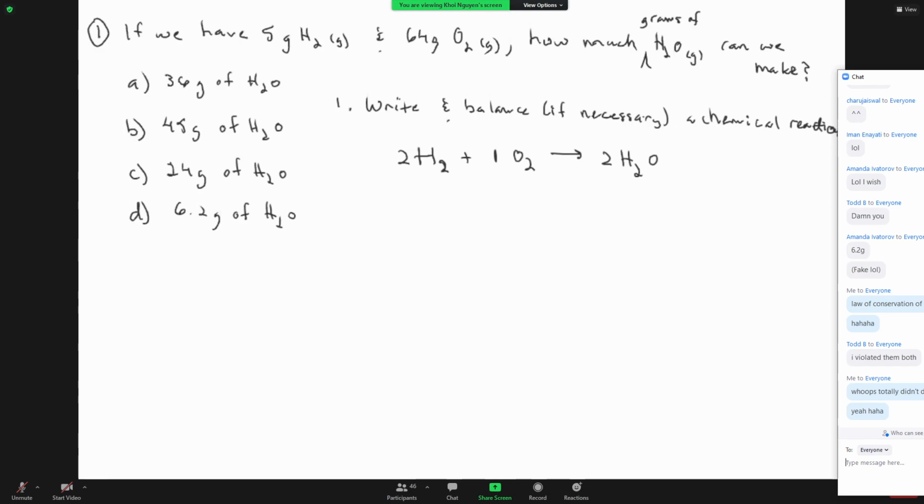The second thing that I like to do is calculate the molecular weight of the chemical species. So hydrogen, H2, we know is about 2 grams per mole.